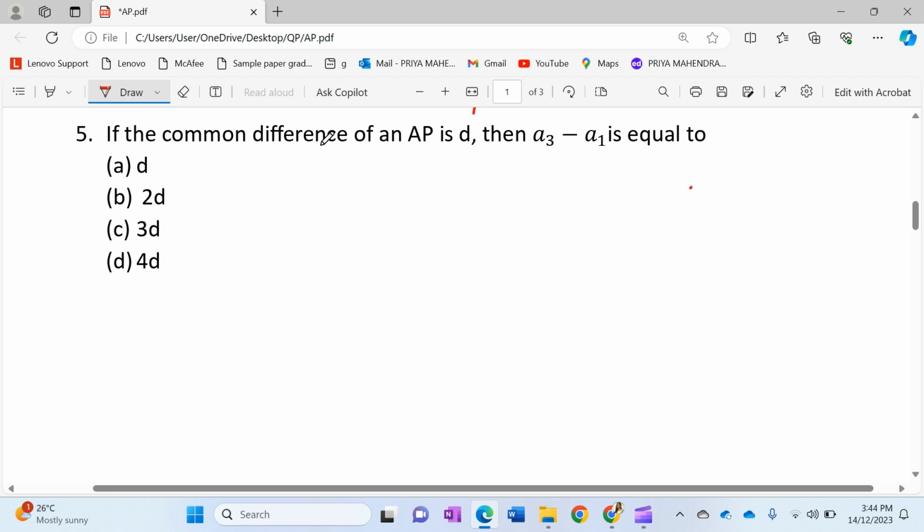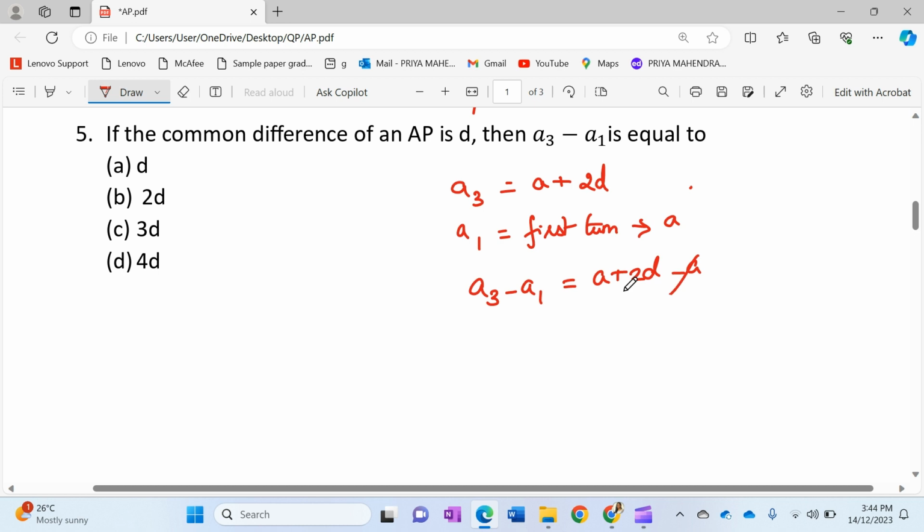Question number 5. If the common difference of an AP is d, then a3 minus a1 is equal to. So what is a3? a3 is the third term which is represented as a plus n minus 1 into d. 3 minus 1 is 2d. Okay. And a1 is nothing but the first term which is represented by the letter a, isn't it? So a3 minus a1 will be, substitute a3, a plus 2d minus a. So cancel a and a. So your answer is option B, 2d.